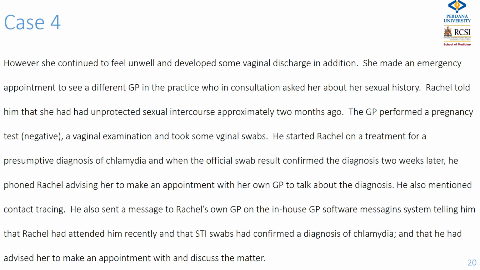The GP performed a pregnancy test which was negative, a vaginal examination with her consent and also took some vaginal swabs. He started her on a treatment for a presumptive diagnosis of chlamydia, and when the official swab result confirmed the diagnosis 2 weeks later, he phoned her, advising her to make an appointment with her own GP to talk about the diagnosis. He also mentioned contact tracing. He sent a message to Rachel's own GP on the in-house GP software messaging system, telling him that Rachel had attended him recently and that STI swabs had confirmed a diagnosis of chlamydia. He also informed the GP that he advised Rachel to make an appointment with him and to discuss the matter further.